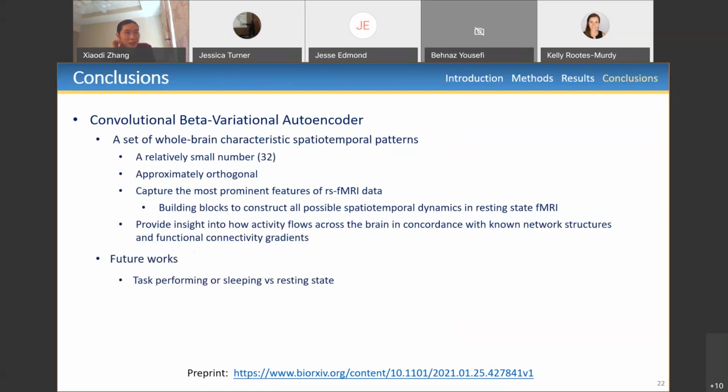So there are some future works we might be able to do, like trying to apply the same method to task performing versus resting state, where we would expect some kind of difference, and we can verify whether we actually see this with our approach. And similarly, we can also compare some kind of neurological disease with healthy controls. And if you're interested, our preprint is available on bioRxiv.